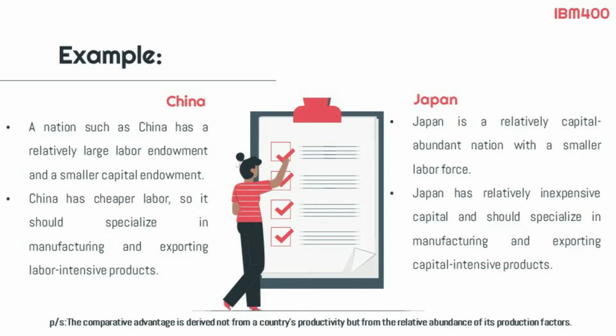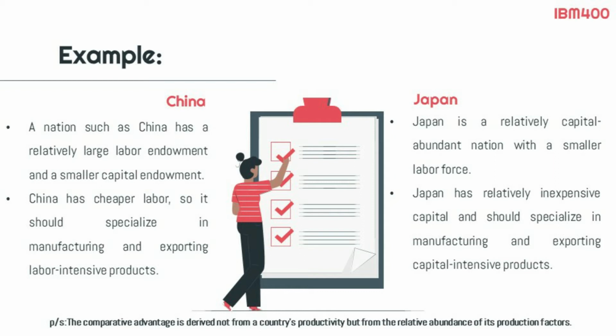There are two examples for factor endowment. Firstly is China. A nation such as China has a relatively large labor endowment and a smaller capital endowment. China has cheaper labor, so it should specialize in manufacturing and exporting labor intensive products. Secondly is Japan. Japan is a relatively capital abundant nation with a smaller labor force. Japan has relatively inexpensive capital and should specialize in manufacturing and exporting capital intensive products.